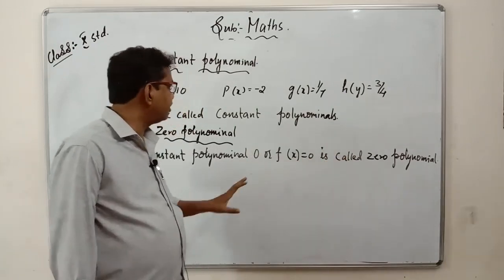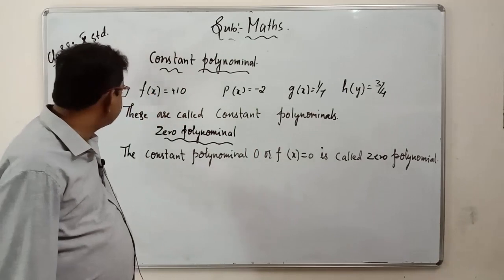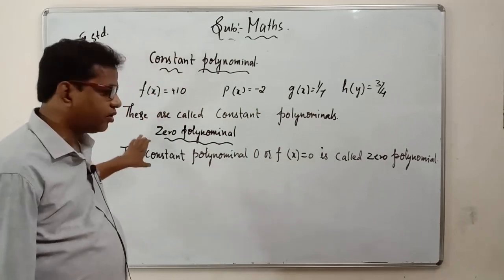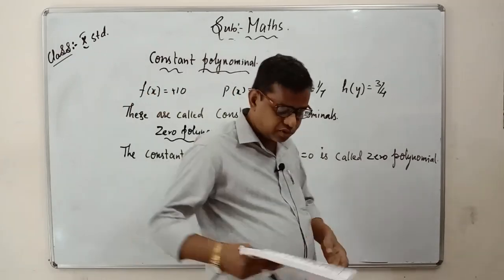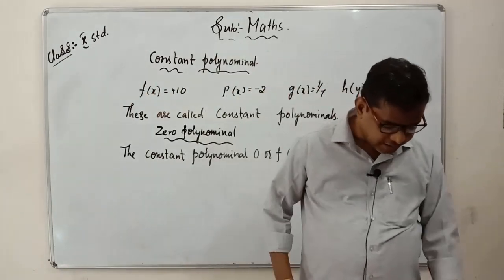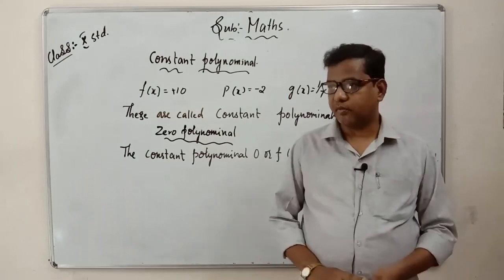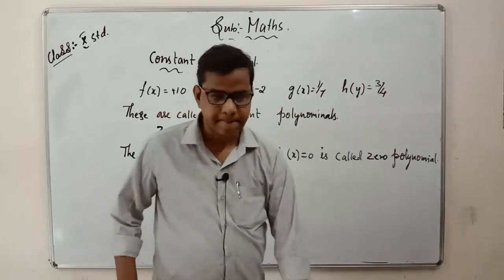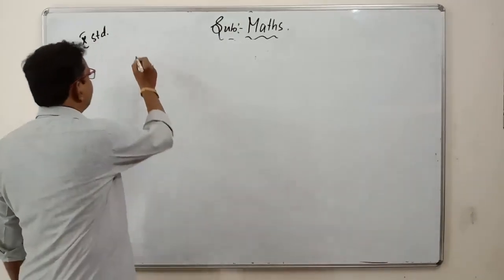So we have many polynomials here. One, we discussed constant polynomials, second, we discussed zero polynomials, and we discussed variables and constants and everything. Now let us see how many types of polynomials there are. Let us see types of polynomials.